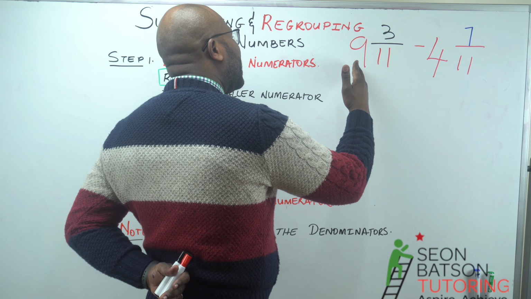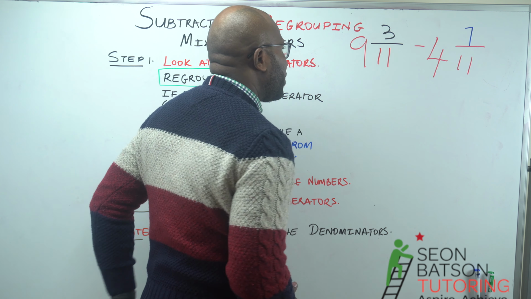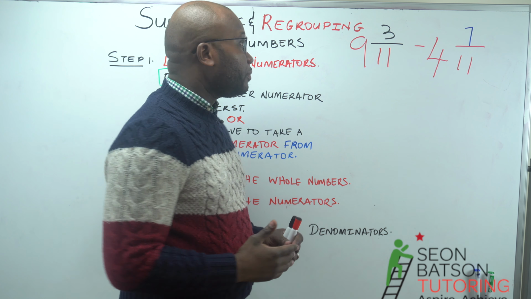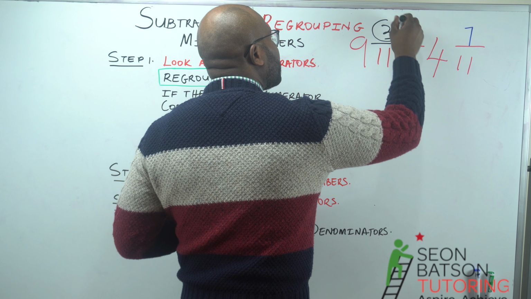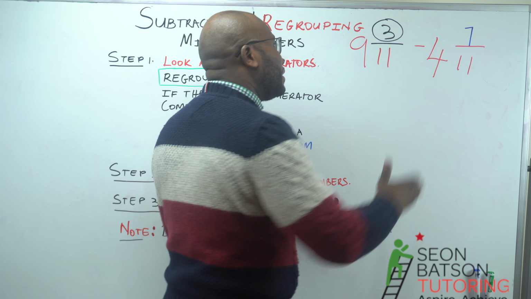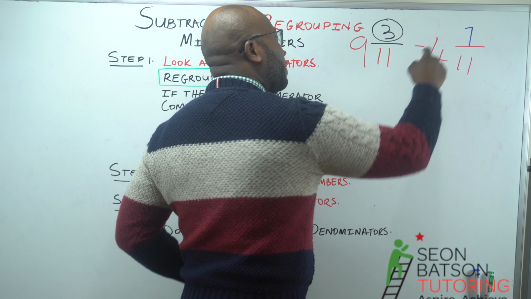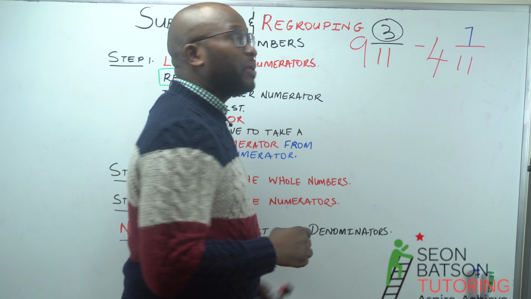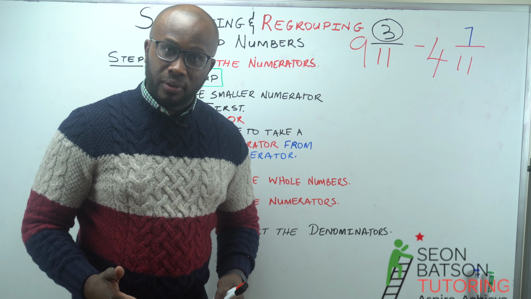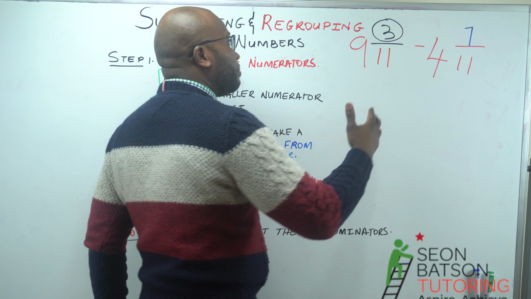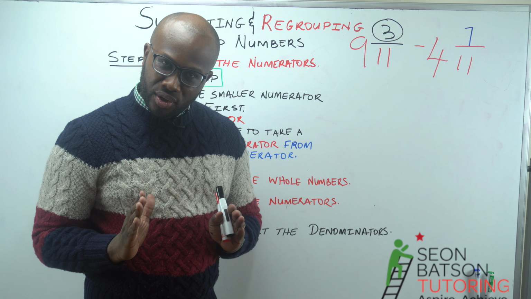Let's go to our first example. Here we have 9 and 3 over 11, take 4 and 7 over 11. See the problem though? Yes, the smaller numerator comes first. And we know that we cannot take a bigger numerator from a smaller numerator, or a bigger number from a smaller number. So because the smaller numerator comes first, we will have to regroup. Again, we are regrouping because we want to make this 3 bigger than the 7. So far, so good? All right.